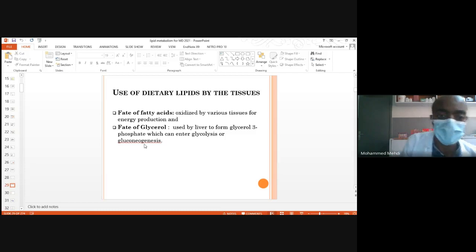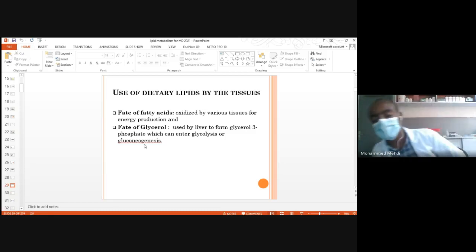Gluconeogenesis is activated or stimulated during a hypoglycemic condition. Glycolysis is activated whenever we are in a hyperglycemic condition. It is activated and oxidizes glucose for energy production.